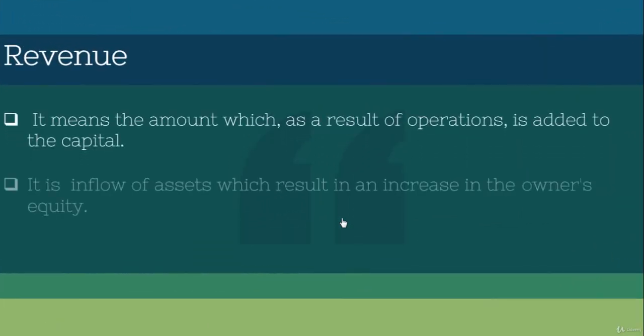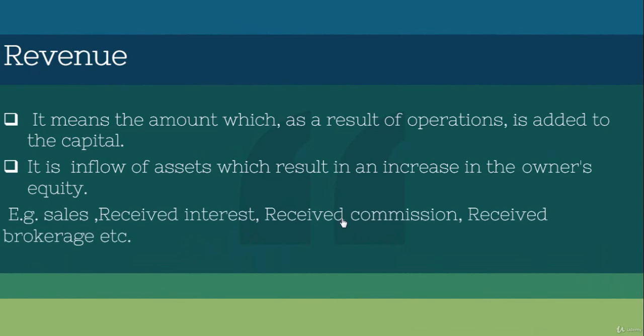Revenue. What is revenue? Revenue is the amount which, as a result of operation, is added to the capital. It means that from operational activities we finally get some amount, and that is called revenue. For example, I have a bookshop, I sell books and get the money, so that is the result of operation.